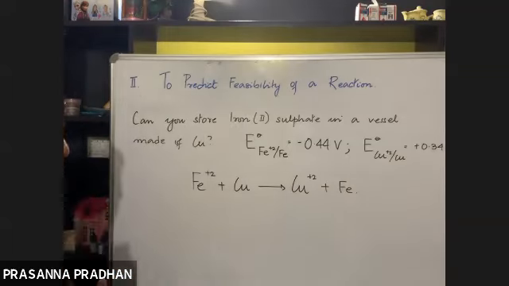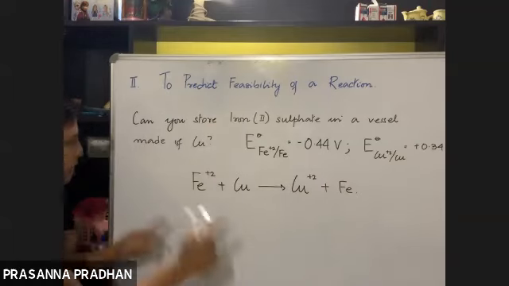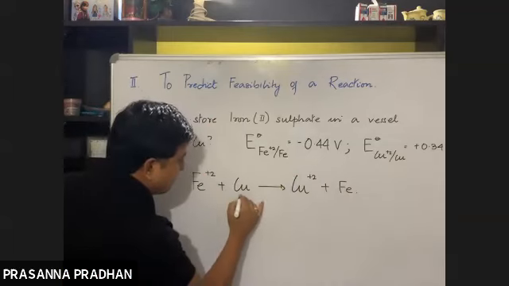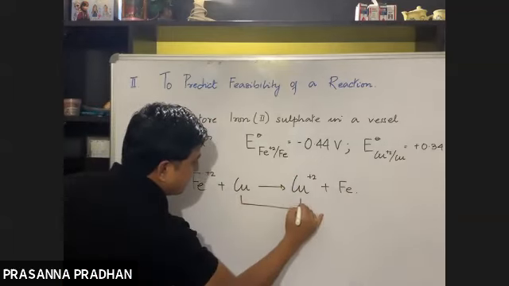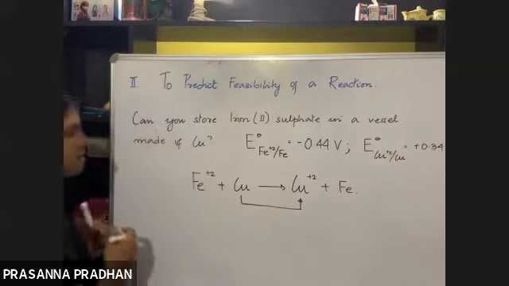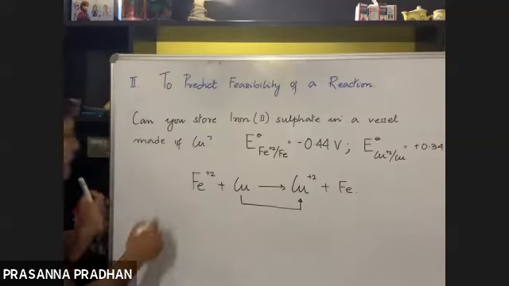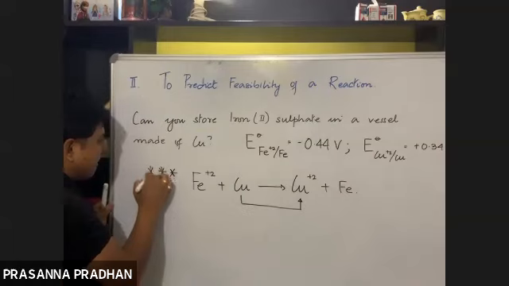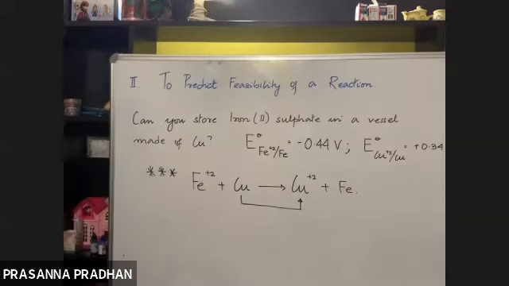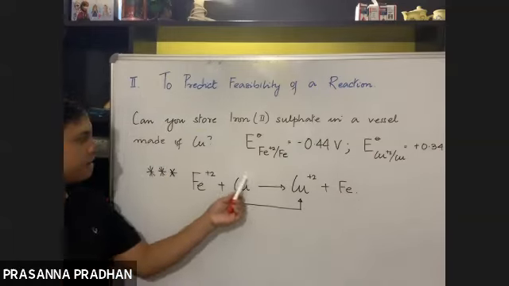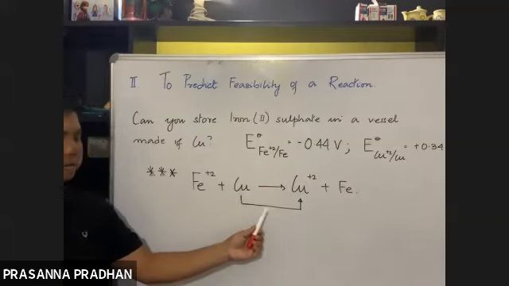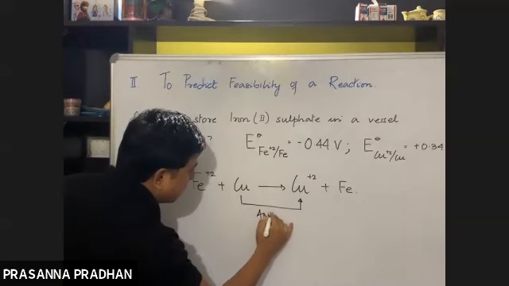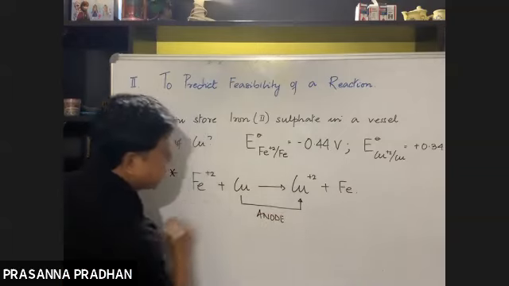And now listen very carefully. If this reaction does take place, then what is happening to copper? Is it undergoing oxidation or reduction? If this reaction does take place, concentrate on this reaction. What is happening to copper? There is an increase in oxidation number. It is undergoing oxidation. So it behaves as an anode. Oxidation occurs at the anode.